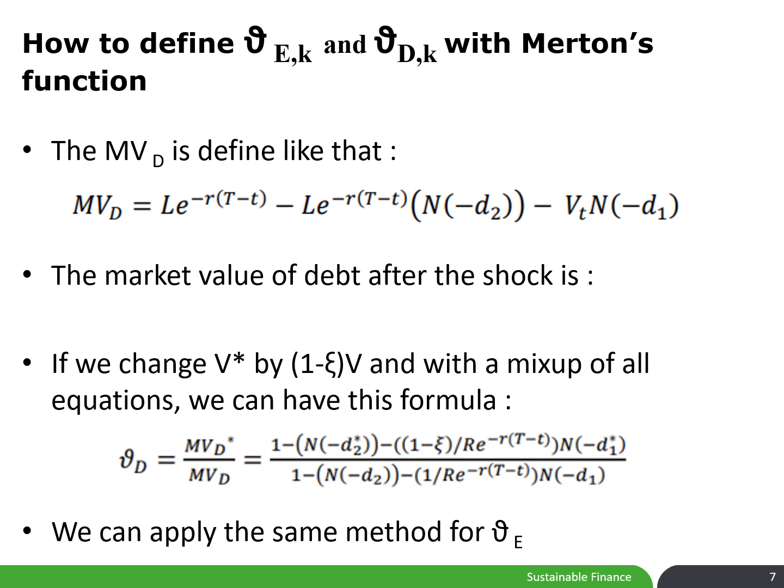We obtain almost the same formula for the market value after the shock, with some parameters that have changed, so this is the case for d1 and d2. If we replace V by the formula I said before, and if we mix all equations, we can find this big formula. So we can see that if the asset value decreases, theta decreases too. And we can apply the same method to find theta E, so the theta for the equity.